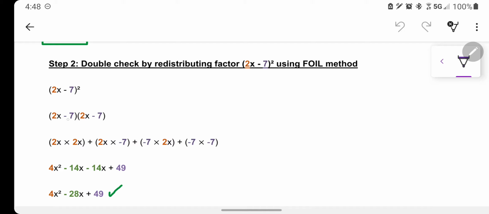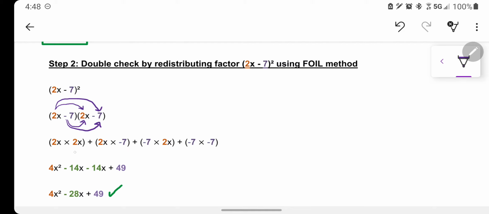We split that into 2 factors of the same, which is 2x minus 7 times 2x minus 7. And using the FOIL method, we're pretty much just grabbing the 2x and multiplying it by that, which is what you see here. Then we're doing the same thing. We're going to grab the 2x and multiply it by negative 7, which you see here. Then we do the same with negative 7 times 2x. And then we grab the negative 7 again and multiply it by negative 7 as well. So that's the breakdown of the FOIL method.